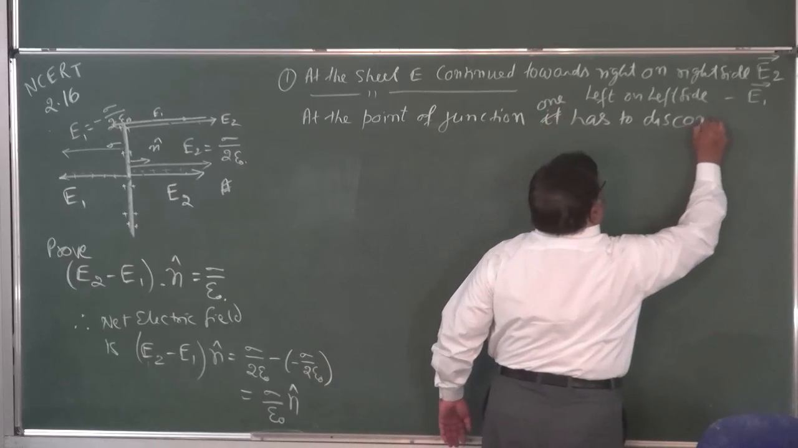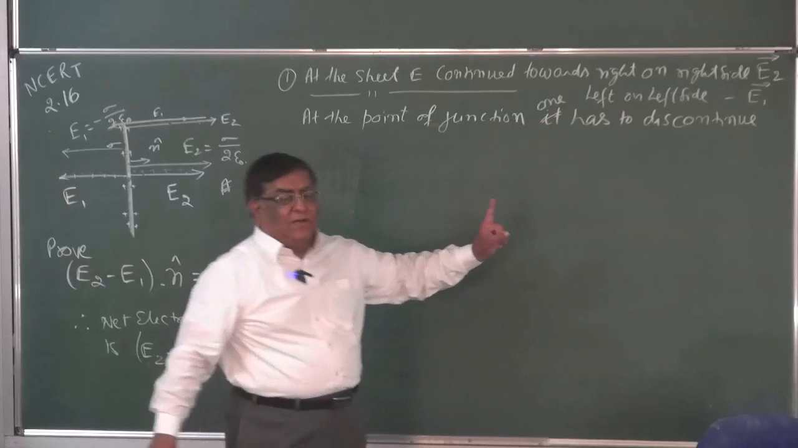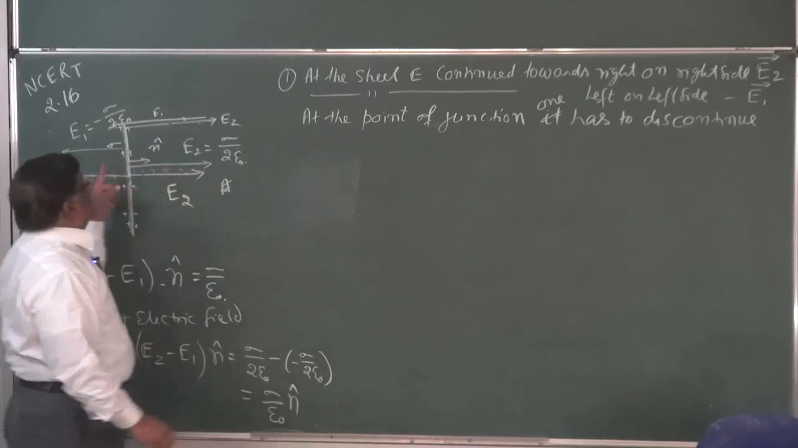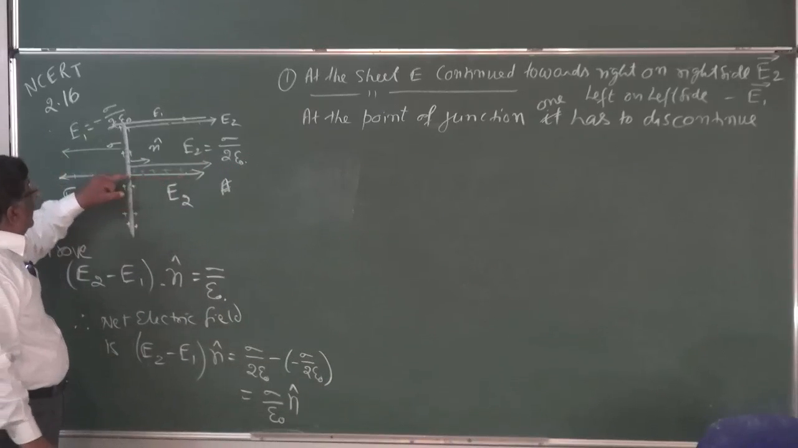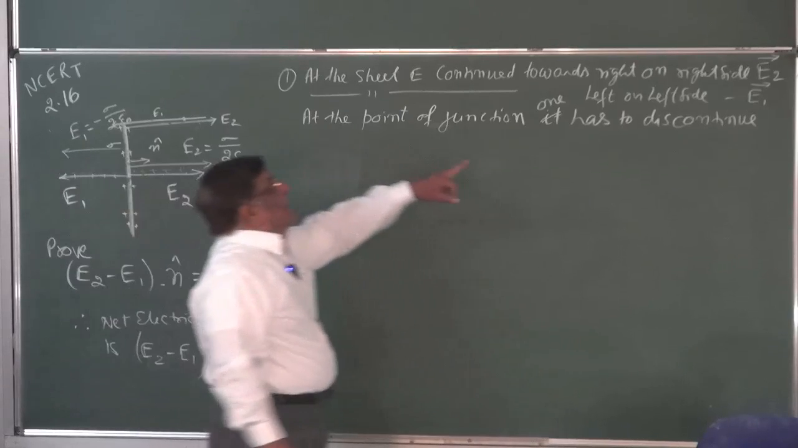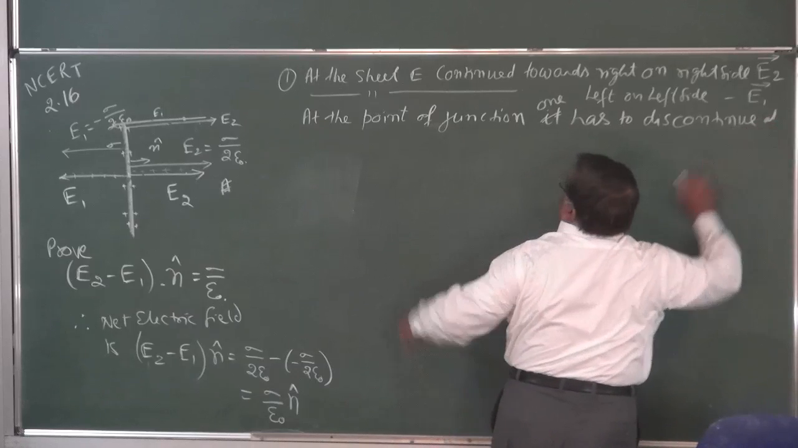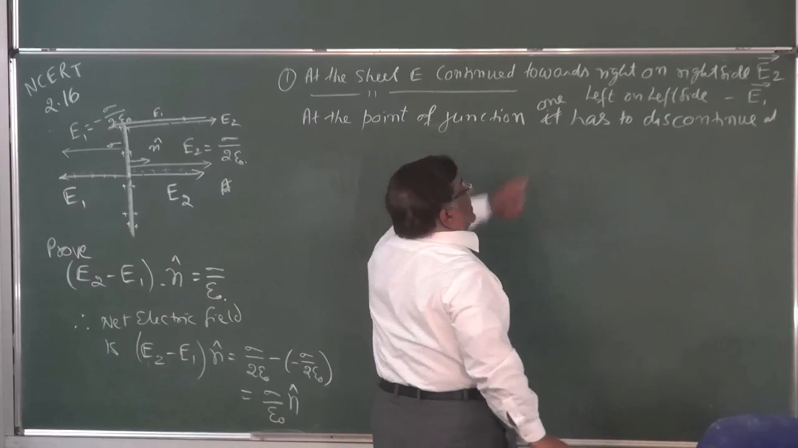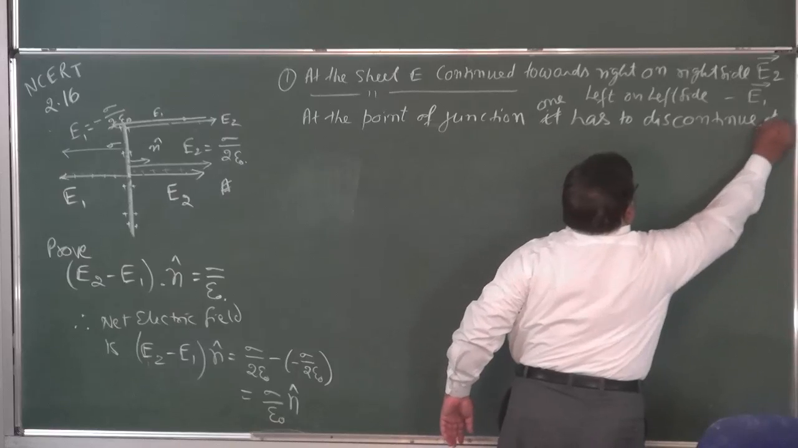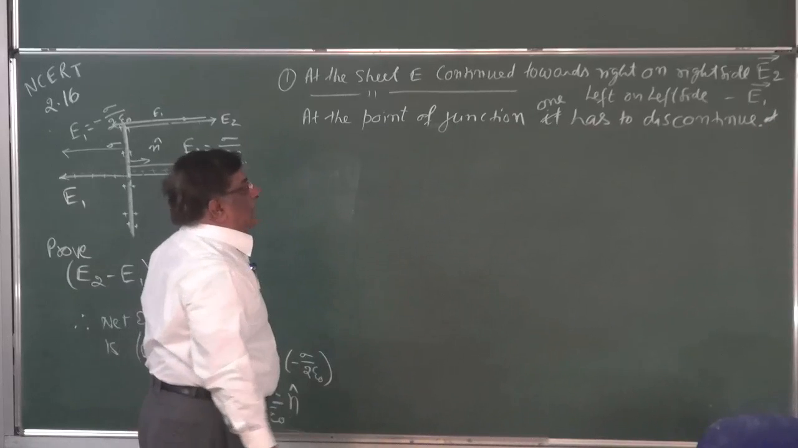एक डिसकंटिन्यू होगा तो दूसरा स्टार्ट करेगा. ये एक यहां पर नहीं आया, यहां पर ये दूसरा स्टार्ट हो गया, तो इस लोकेशन पर उसको क्या होना पड़ेगा? इट हैज टू डिसकंटिन्यू. एट द पॉइंट ऑफ जंक्शन it has to discontinue. Therefore this is a discontinuous electric field.